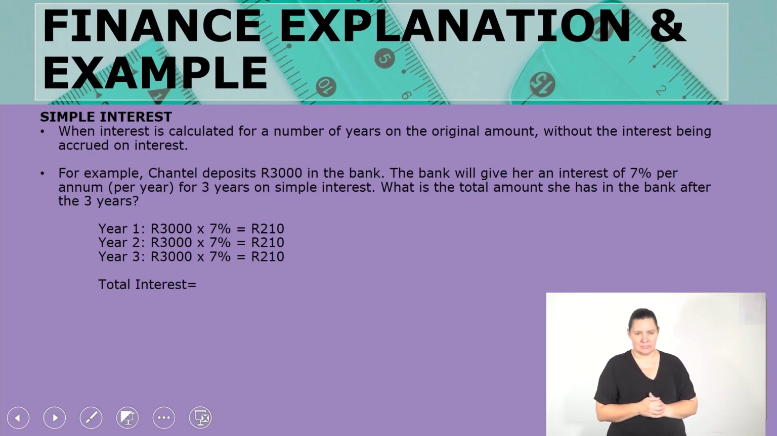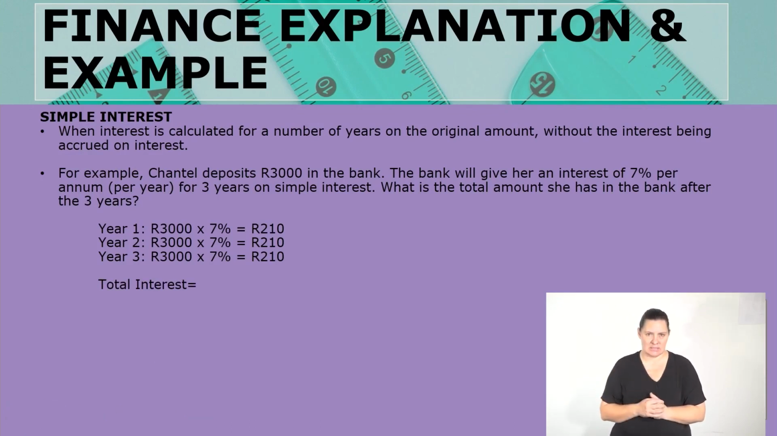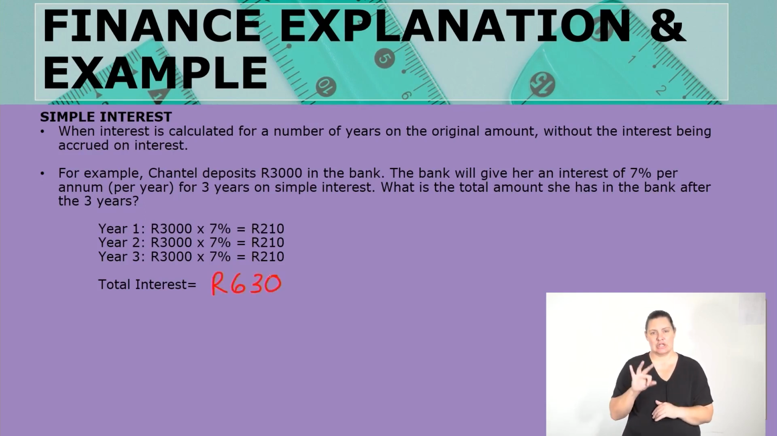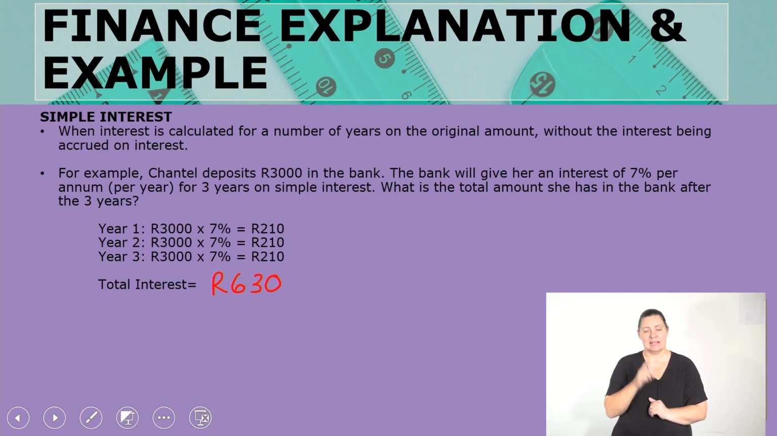So, what is the total interest? That is the interest in total. We are going to add the interest for year number 1, year number 2, and year number 3. So if I say 210 plus 210 plus 210 rands, that will give me 630 rands. And that is the total interest that was earned.